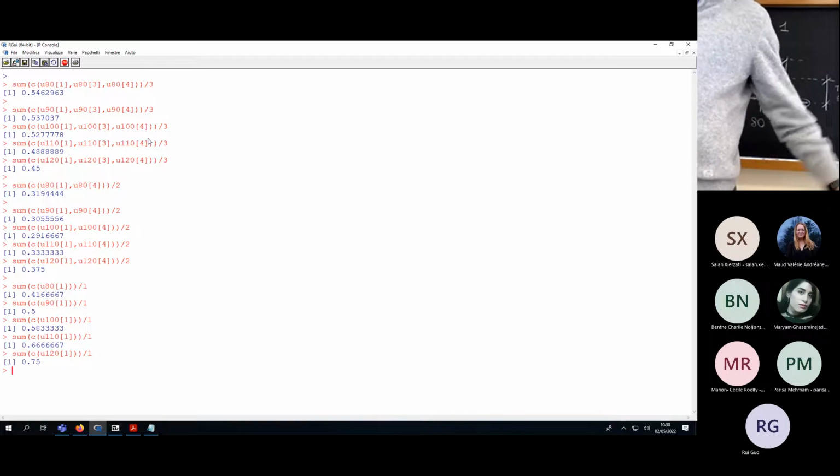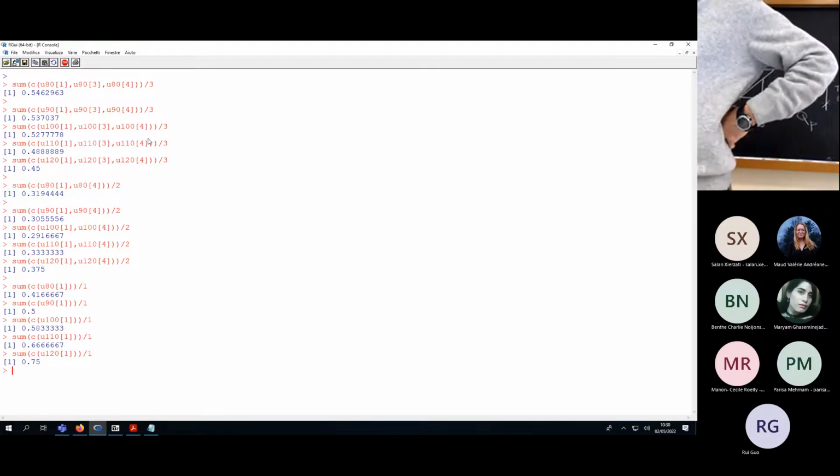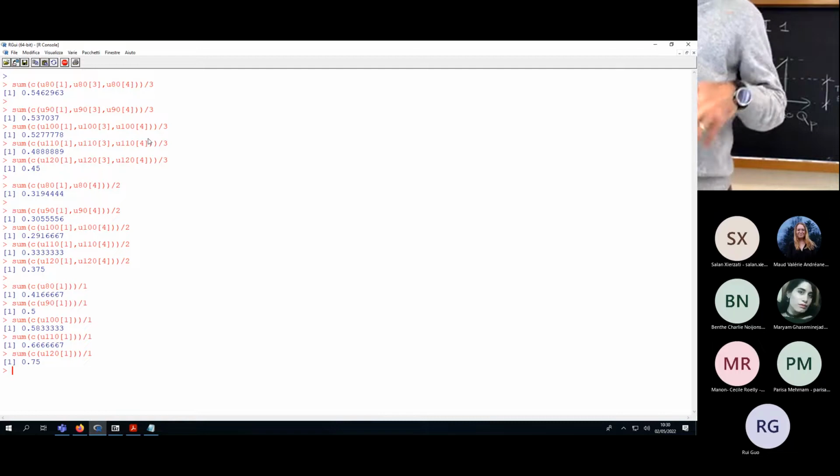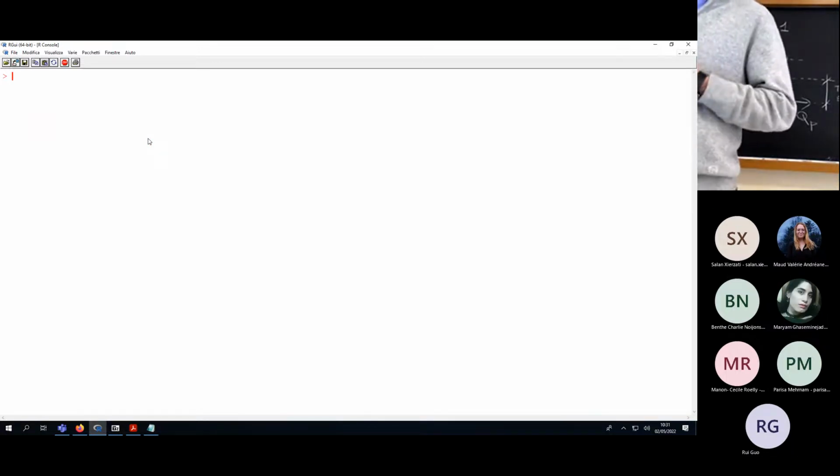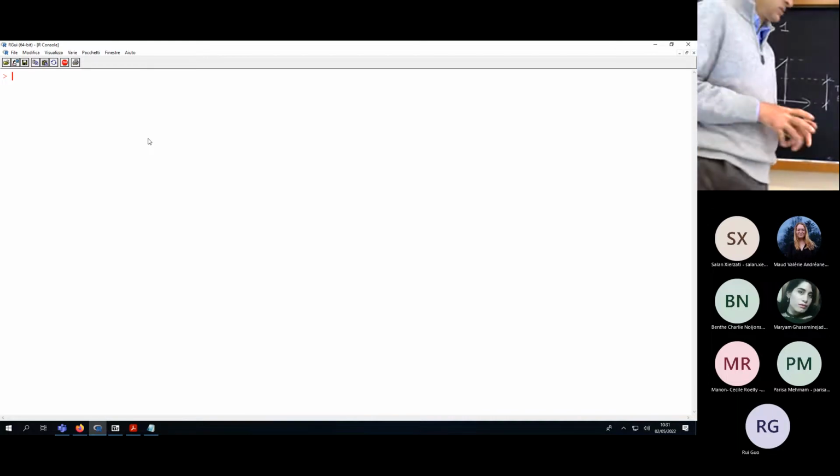Okay. Now that we played a little bit with it, let's pass to the pairwise comparison. Good. So what we need to do now is, we have 4 criteria. Let me pass to the blackboard.